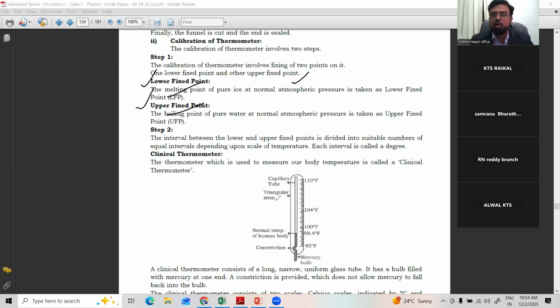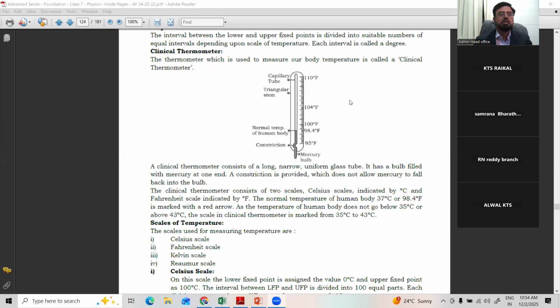Melting point and boiling point are taken as lower fixed point and upper fixed point. In case of a clinical thermometer, you can see how these points are arranged. The thermometer which is used to measure our body temperature is called a clinical thermometer. A clinical thermometer consists of a long, narrow, uniform glass tube. This is uniform, top to bottom, the same thickness.